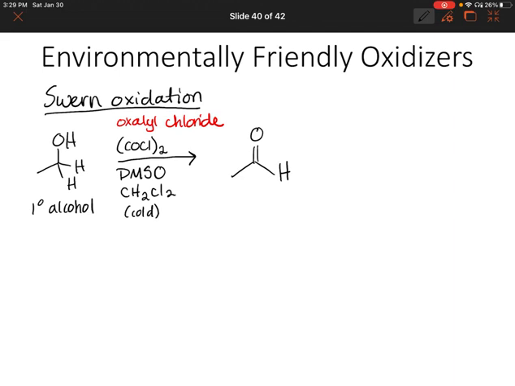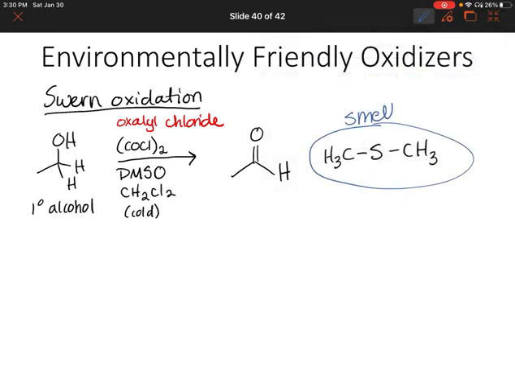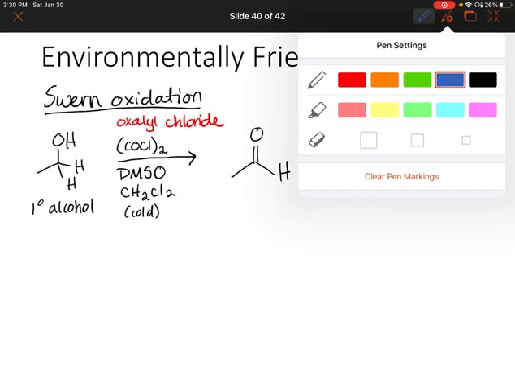Unfortunately, one of the byproducts of this reaction is dimethyl sulfide, which is a really smelly gas. So again, one of those sulfur compounds that we have to deal with. But if it's environmentally friendly, then maybe that's okay.